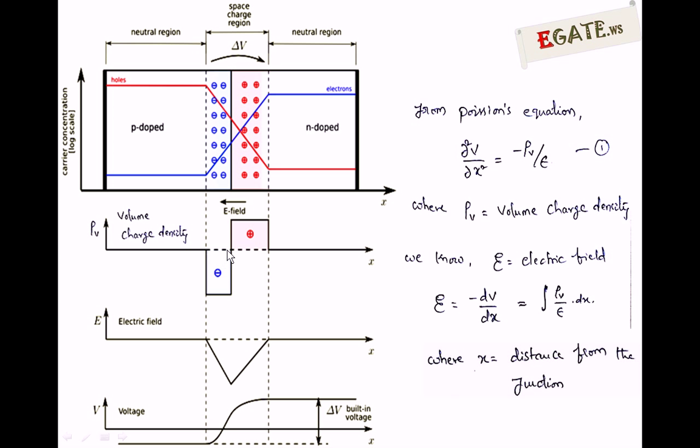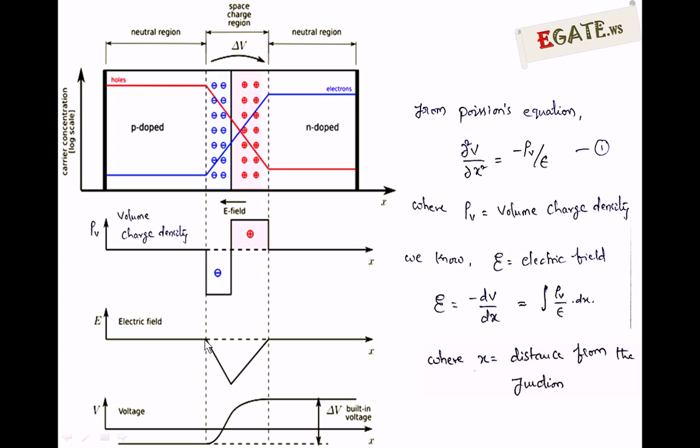On the P side, the volume charge is negative, and this is going to be constant. The value for this one is nothing but q into Na. Volume charge on the P side is q times Na, that is constant. If you take the integration of a constant, it will become the constant multiplied by x. So that will become a straight line with some slope. Since the constant value is negative, here we will get a negative slope.